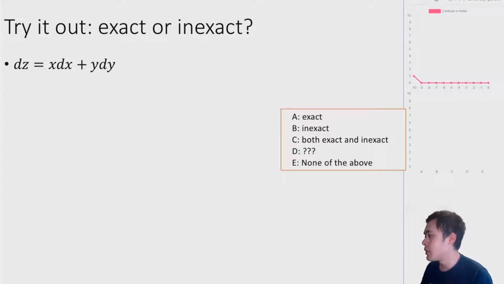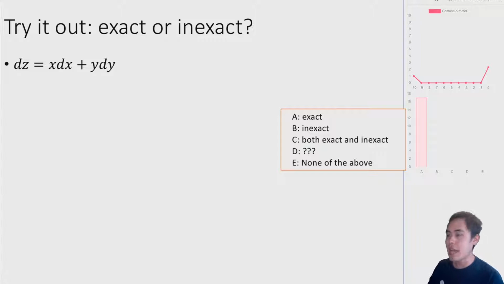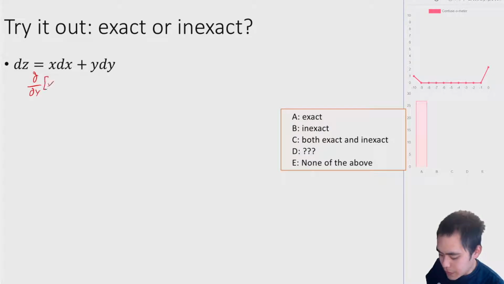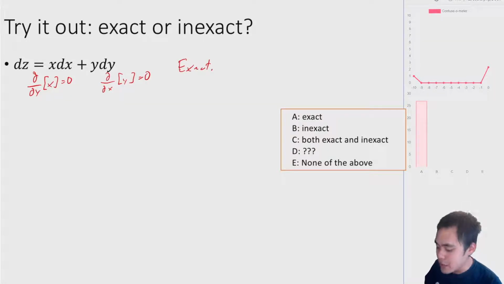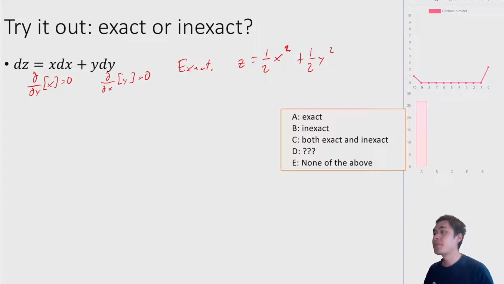Okay, so it looks like we have a lot of replies, and everyone seems to agree that this is A, so this is exact. Well, let's take a quick look. So we have del y of x, that's equal to 0. We also have del x of y, which is also equal to 0, and so this turns out to be exact. In fact, I can go ahead and give you an example. If z is equal to 1/2 x squared plus 1/2 y squared, then you'll get that answer.